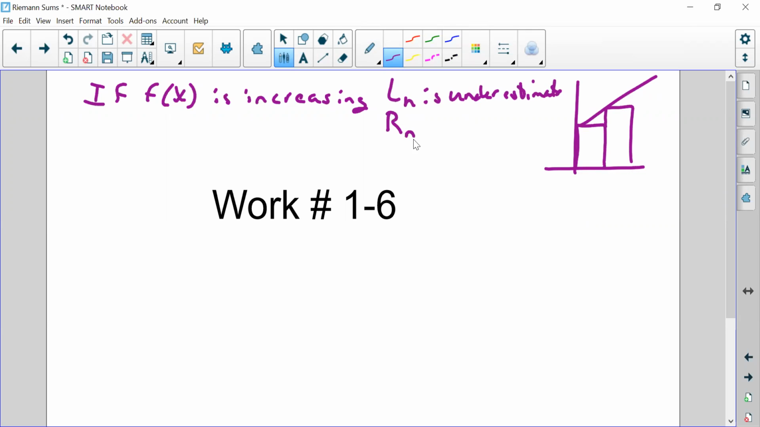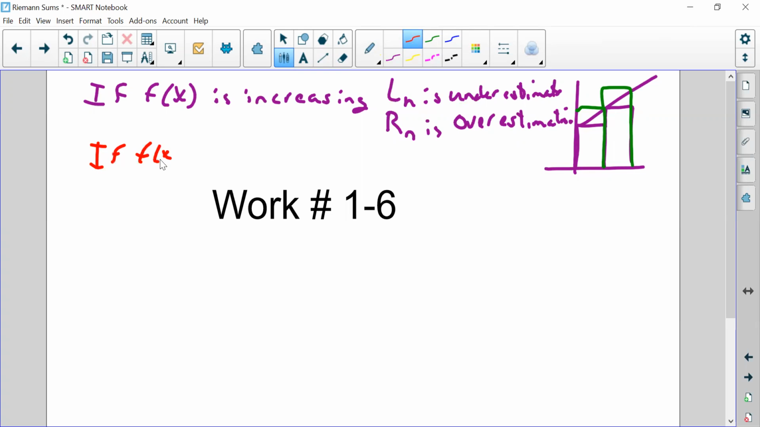And R sub n is a, okay, that would be an overestimation. Okay, if I drew that on here, I would have to go up to this height. So I'm going over each time.